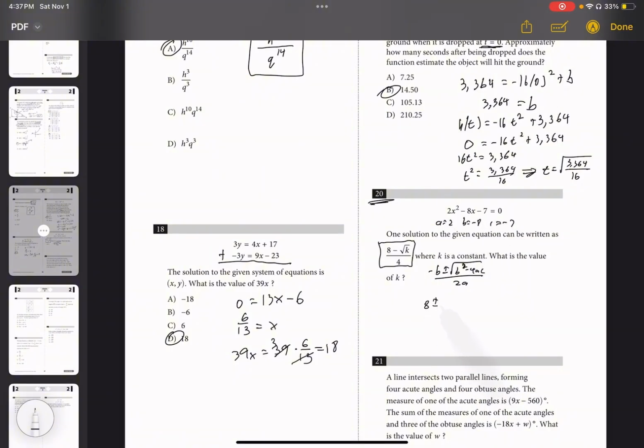So we have 8 plus or minus the square root of 64 minus 4 times 2 times negative 7, over 2 times 2. And this is going to give you 8 plus or minus the square root of 64 minus negative 56, over 4. And this is going to be 8 plus or minus the square root of 120 over 4. So k in this case is going to be 120.